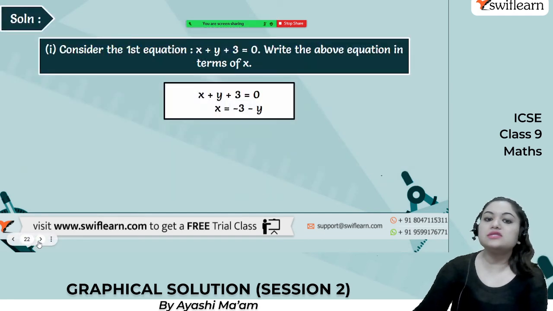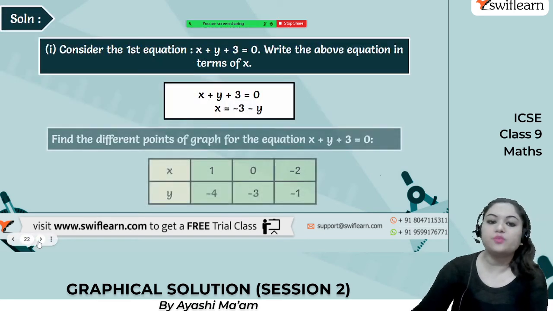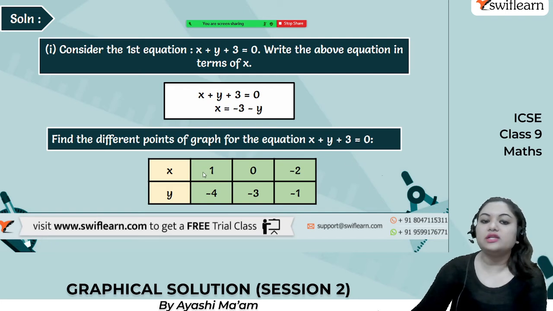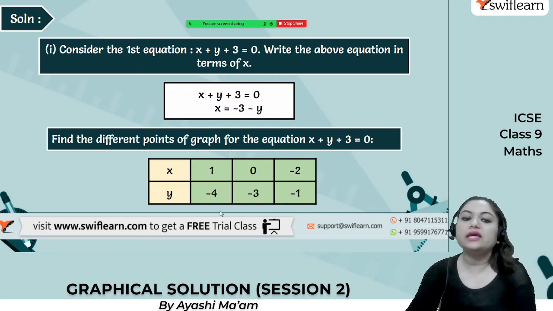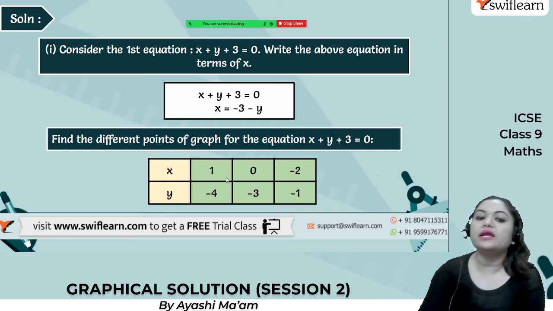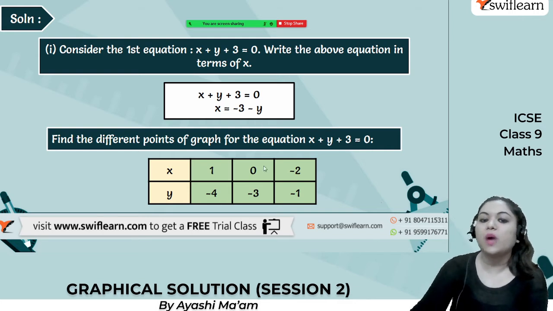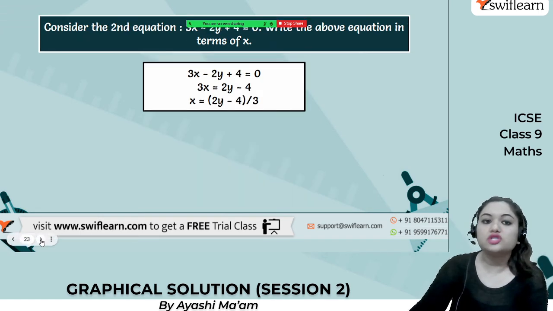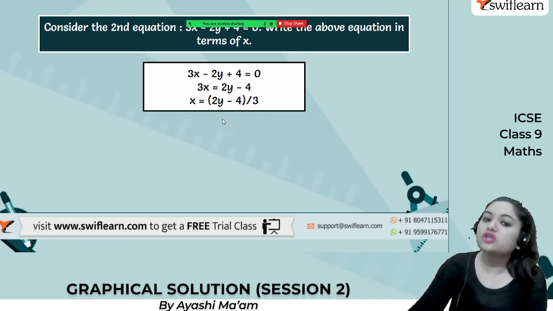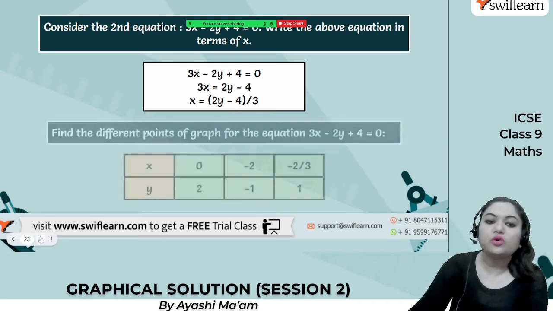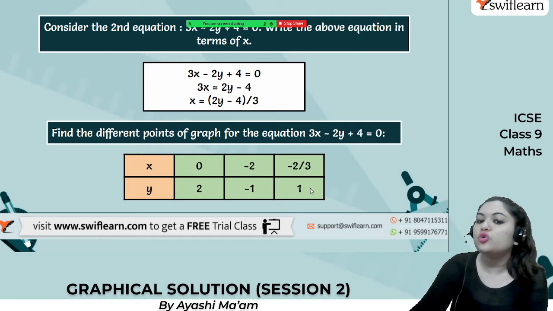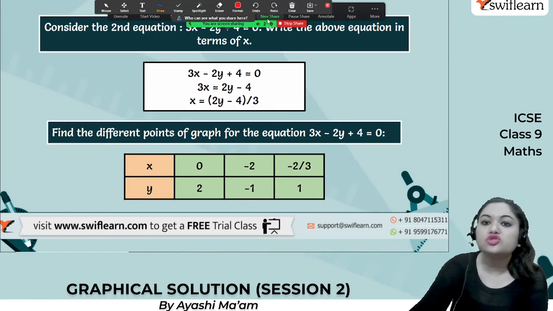Okay, so the first equation they have expressed in terms of x, and they have taken the respective points. First they have taken y as -4, then they are getting x as 1. Then they have taken y as -3, they are getting x equals 0. Then they are taking y as -1 and they are getting x equals -2. Again for the second equation they have done the same thing. They are going to put the values of y as 2, -1, 1 and you are getting x as 0, -2 and -2 by 3.